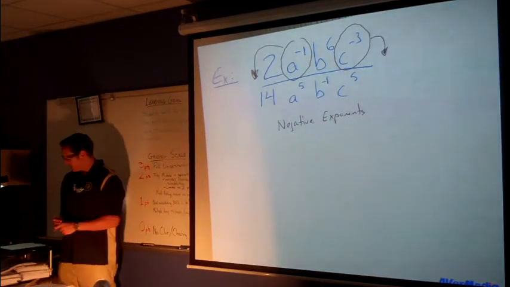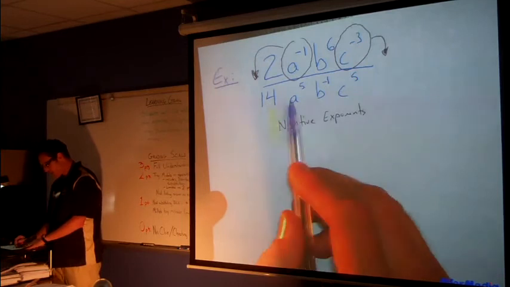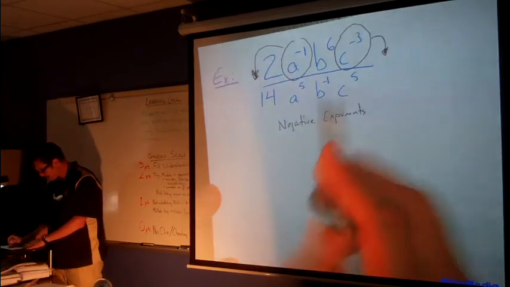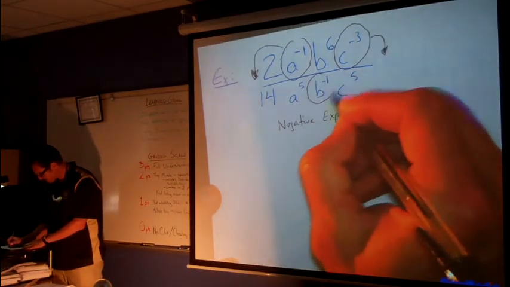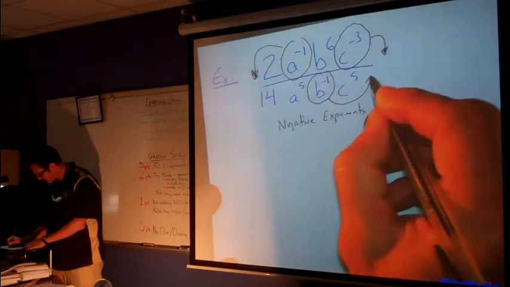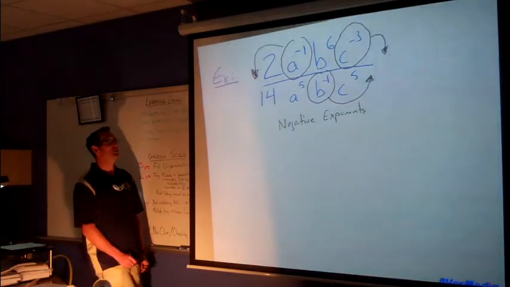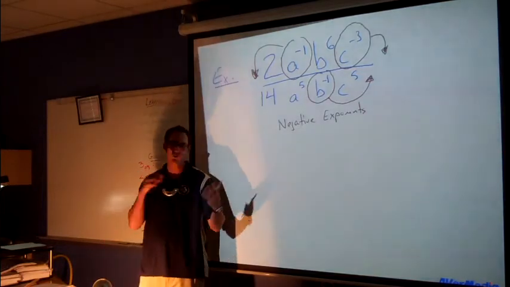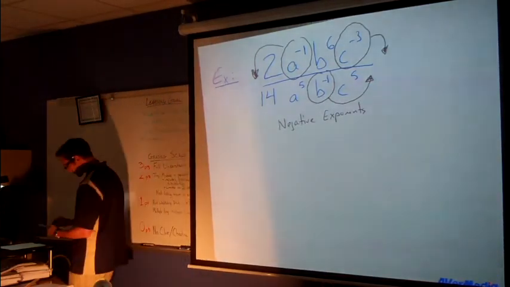On the bottom, the 14 stays, the a stays, the b has a negative exponent, so this is going to move now to the top. And the c stays put. So all of these moves are going to happen.